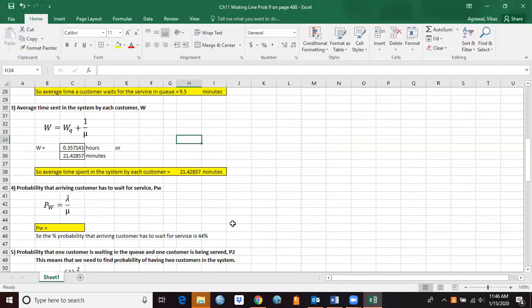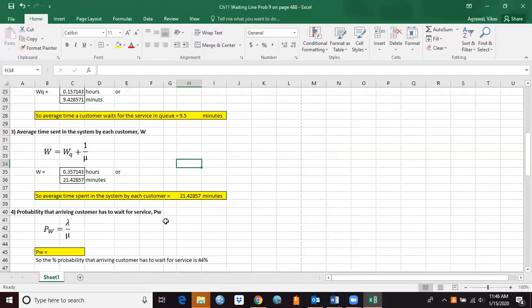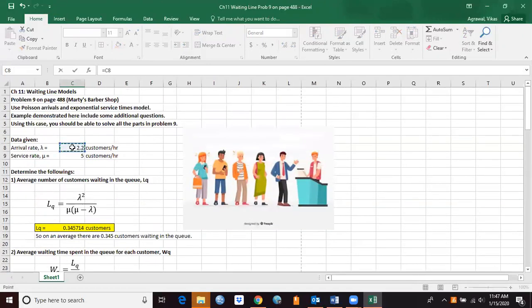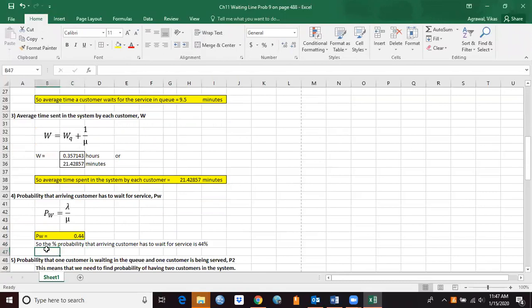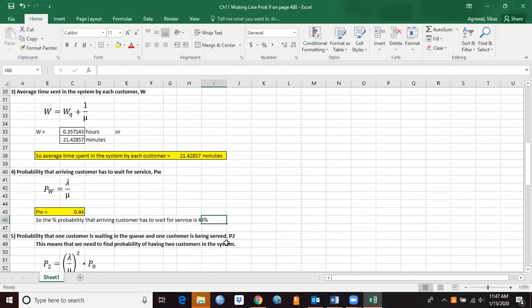Moving on, the next thing we need to find is the probability that an arriving customer has to wait for service. That probability is given by lambda over mu. That's fairly easy: lambda is 2.2 divided by 5, which gives you 0.44. So there is a 44% probability that an arriving customer has to wait for the service. Something you have to keep in mind.